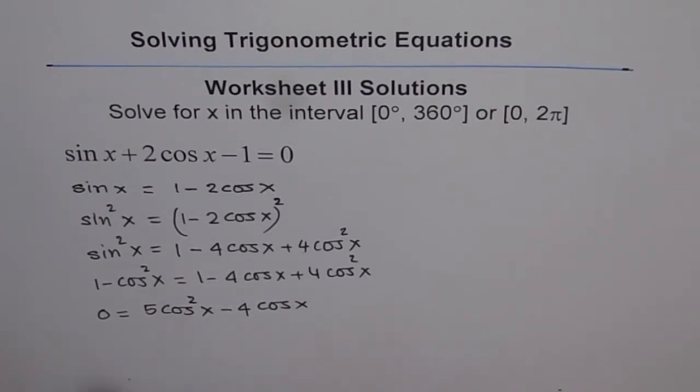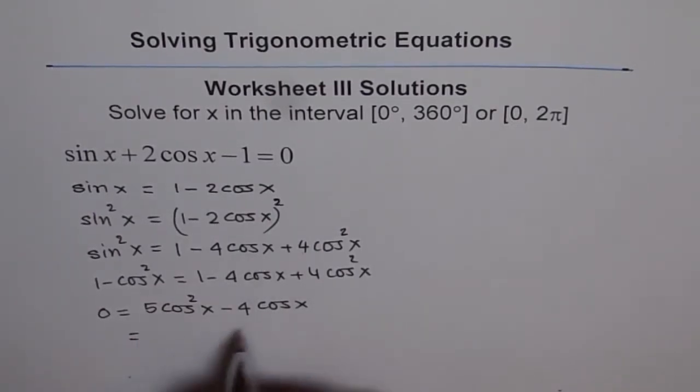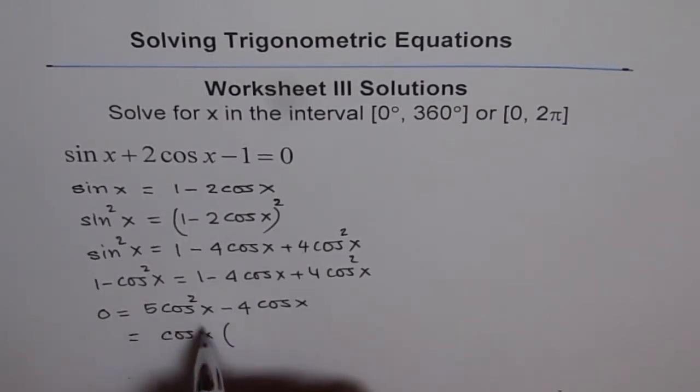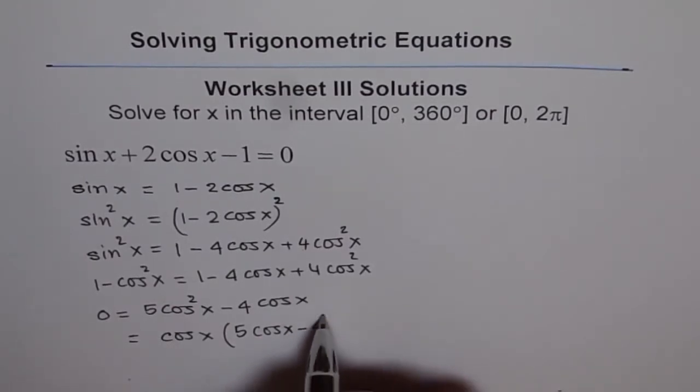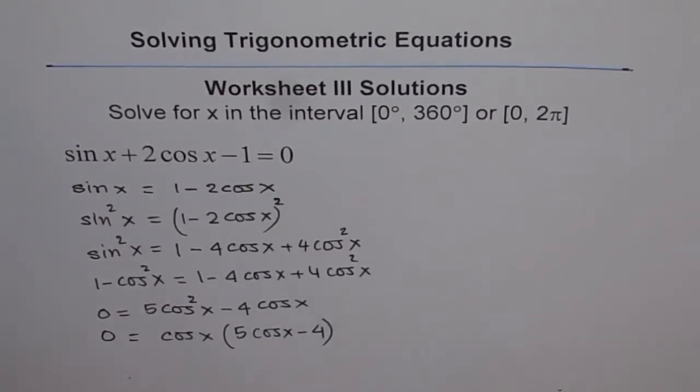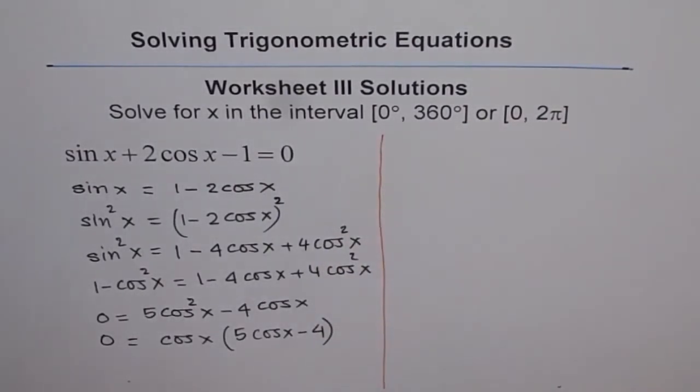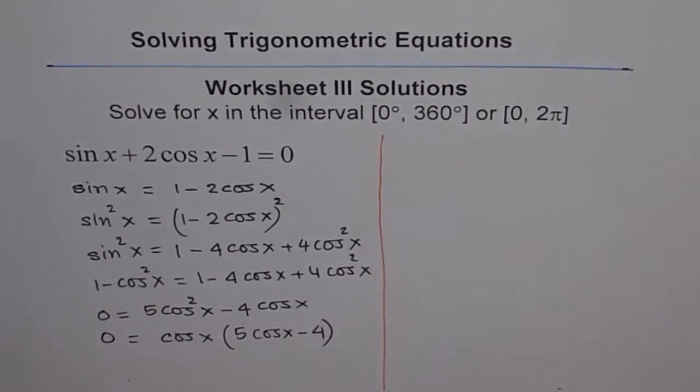Okay. So now we can take cos x common, right? Once we take cos x common, we get cos x times (5 cos x minus 4) equals 0. So that is the factored form of our quadratic equation, and from this factored form we can find solutions, right? Each factor could be 0, leading us to a set of solutions for this quadratic equation in the domain of 0 to 360 degrees or 0 to 2 pi.